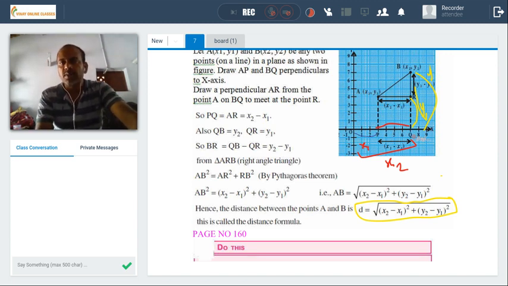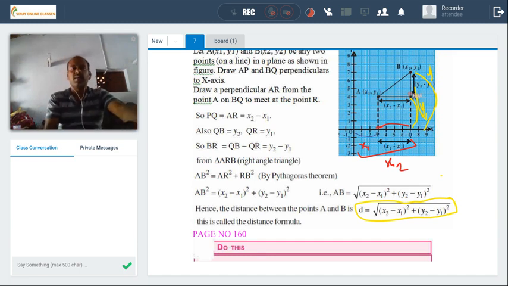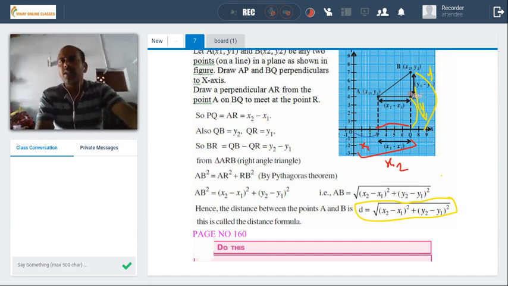I want to find out the distance between A and B. So OP value represents the x-coordinate of A and OQ represents the x-coordinate of B. Then automatically PQ value is nothing but x2 minus x1. Similarly, RQ is nothing but the y coordinate of A and BQ is nothing but the y coordinate of B. So BR value is nothing but the difference, y2 minus y1.